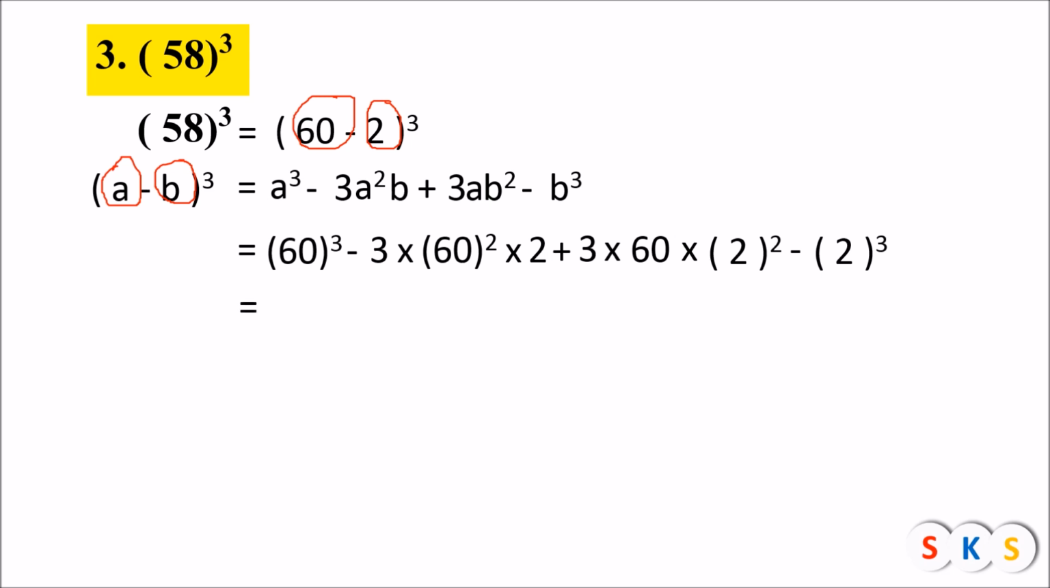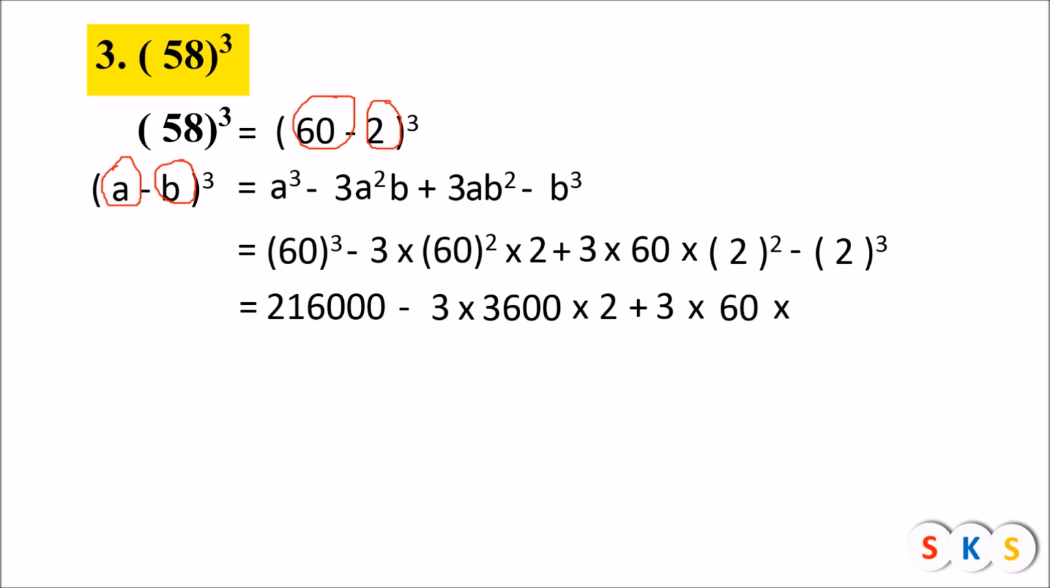Now cube of 60 means 60 into 60 into 60, that gives us 2,16,000, minus 3 into square of 60, that is 3,600, into 2, plus 3 into 60 into square of 2, that would be 4, minus 8, equals 216,000. Now here we will multiply this part. What will we get?